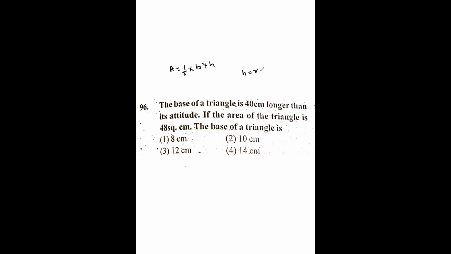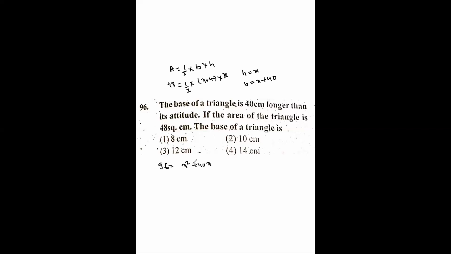The base is longer than its altitude, so height I will consider as x, and base will be x plus 40. Substituting these values, area 48 equals 1 by 2 into x plus 40 into x. On simplifying further, 48 into 2 is 96. So 96 is equal to x square plus 40x.